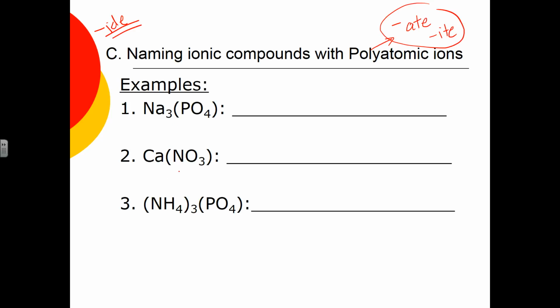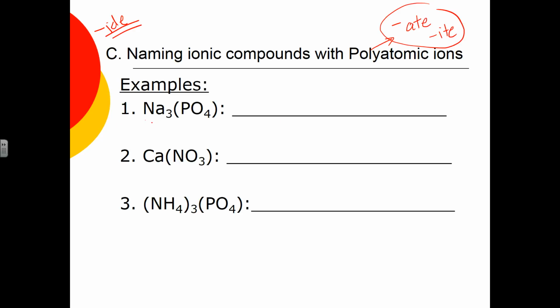I want you to notice these formulas. Look at what they have that's different. These are not binary. They have more than two types of atoms. So this has sodium, phosphorus, and oxygen, calcium, nitrogen, and oxygen, nitrogen, hydrogen, phosphorus, and oxygen. They contain polyatomic ions. Something else you notice here about these formulas is that they have parentheses, many of them do. Not always, but these all have parentheses. So that's another way you can kind of pick out a polyatomic ion.